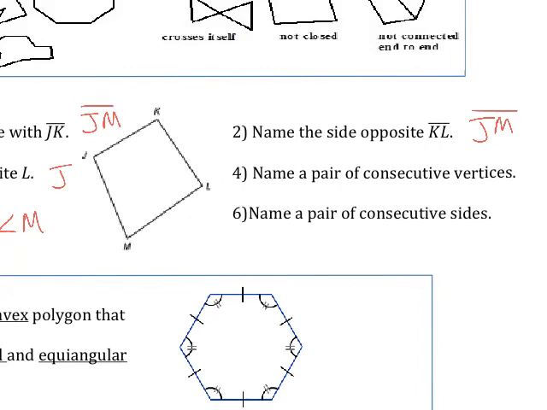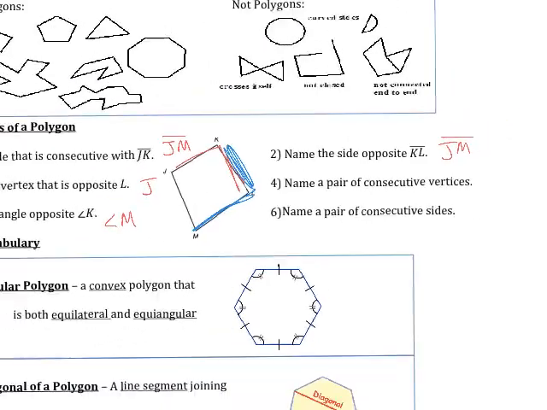Okay. Name a pair of consecutive sides. Again, you could have a lot of different things. You could have JK and KL. You could have ML and KL. You could have anything that is two sides touching. All right, just to make sure they're touching. Okay.